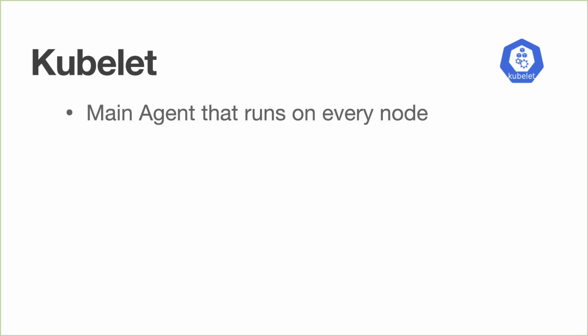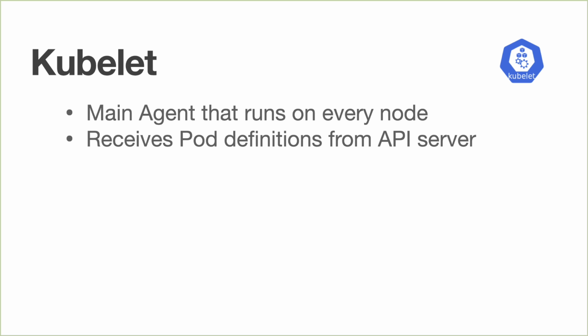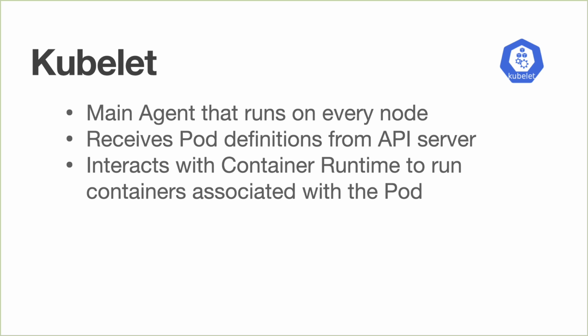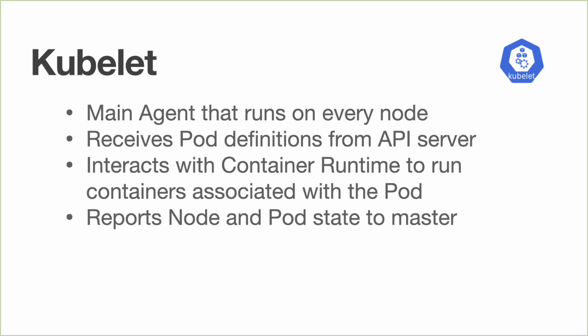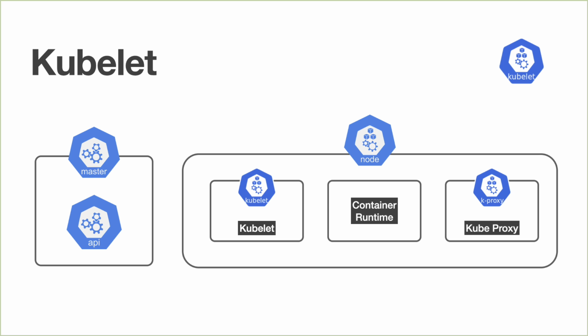So the kubelet is the main agent that runs on every single node. It receives pod definitions from the API server. It also interacts with the container runtime to run containers associated with that pod. And it reports node and pod state to the master node through the API. So here you can see that the API talks to the kubelet, and the kubelet also talks back via the same channel. And the kubelet also interacts with the container runtime.